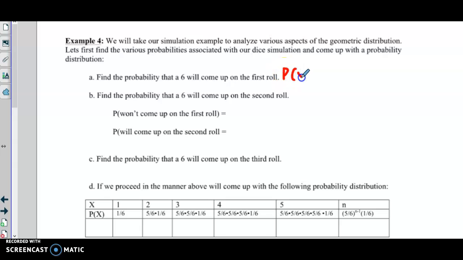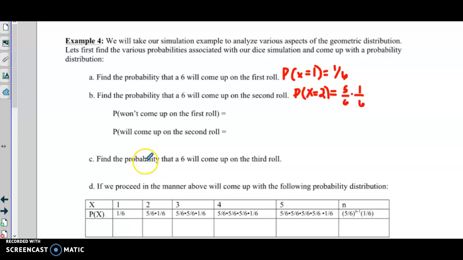So in terms of the formula, if I use that formula, that means I fail every time before the first roll, which is none. So here I'm going to succeed right away. So q to the 0 is just 1 times p to the first. So that's going to be 1/6. Find the probability a 6 will come up on the second roll. So X equals 2. That means the first roll I failed, so that's 5/6. That's my q. And then I succeed on the second one. So 5/6 times 1/6, whatever that gives you.